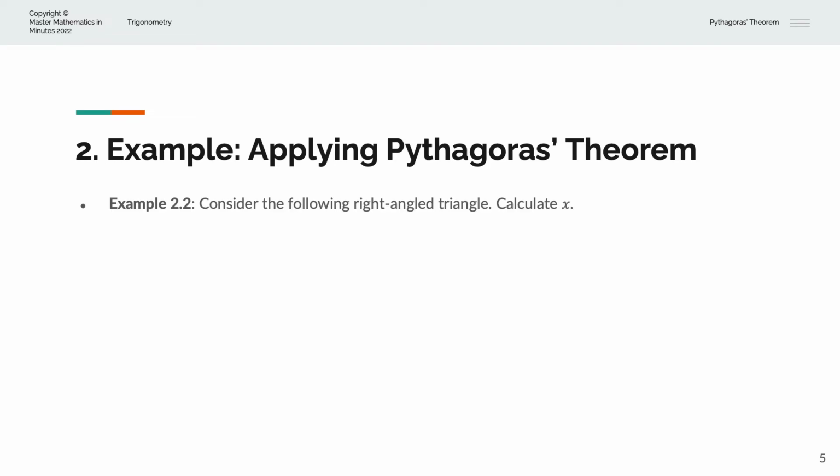In the second example, we're asked to consider the following right-angled triangle and calculate x. The hypotenuse of the triangle is this side. It's opposite the 90-degree angle, and we're given that it is 75 centimeters. We're also given this side of the triangle, which is 50 centimeters, and we're asked to find x.